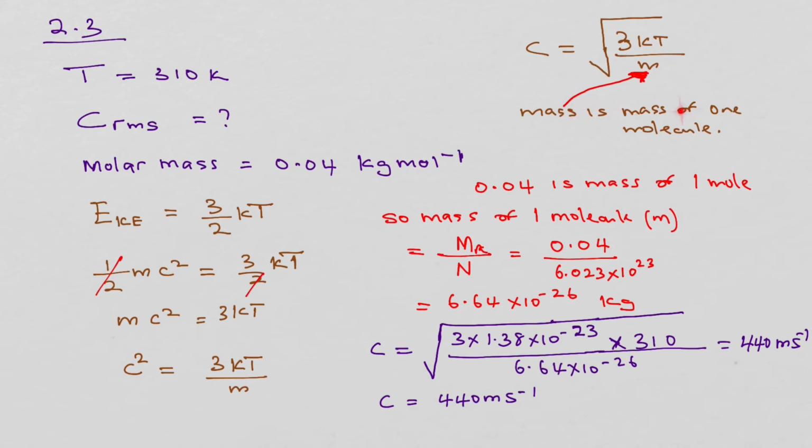This m is the mass of 1 mole, the molar mass. That means there are 6.023 times 10 to the power 23 molecules in there. So we want to find the mass of 1 molecule. What we do is divide the molar mass by the number of molecules in there, and then we get that. Now we plug those values in, and we get the root mean square speed to be 440 meters per second.